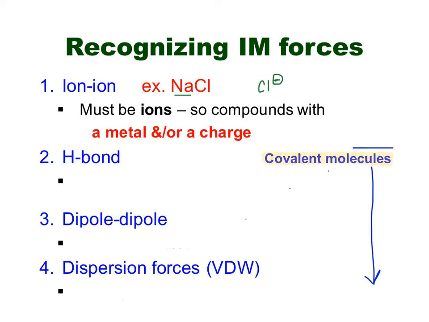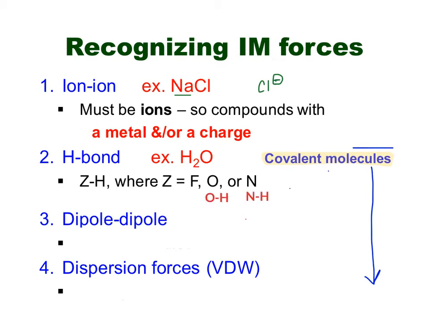So the strongest of the covalent molecules are hydrogen bonds. If you think of water, that's the classic example. Basically what you have to have for a hydrogen bond is something bonded with hydrogen that's super electronegative. So we're going to put Z just meaning generic. The three things it could be are fluorine, oxygen, or nitrogen. So like an NH bond, an OH bond, or an HF bond. Those are the three that can be hydrogen bonding.